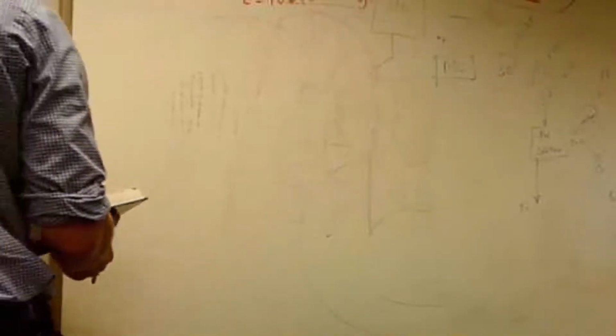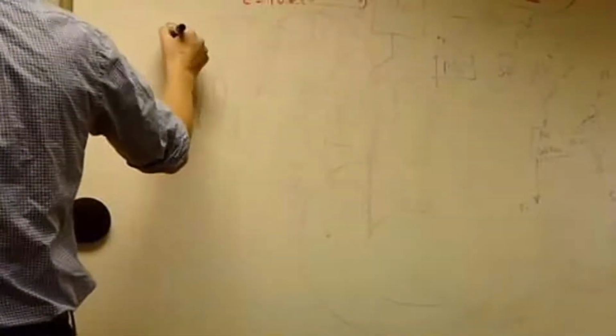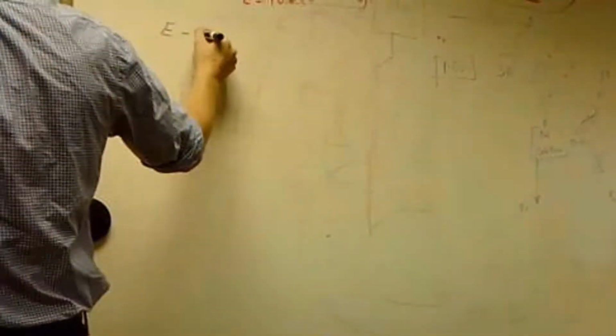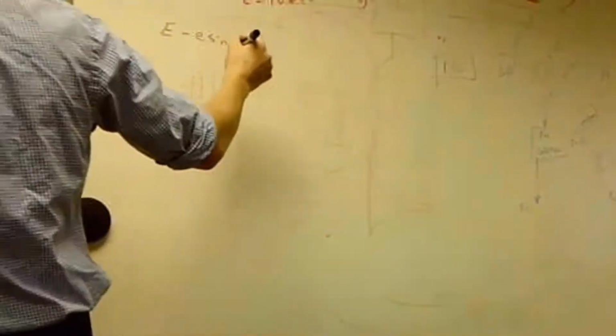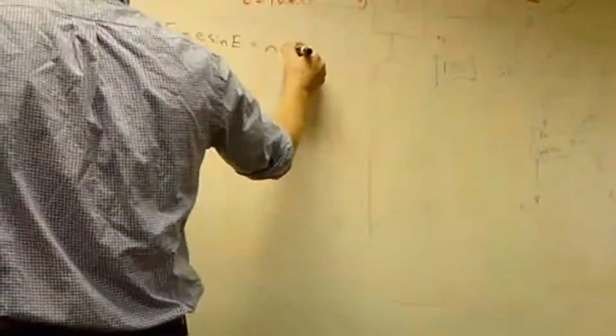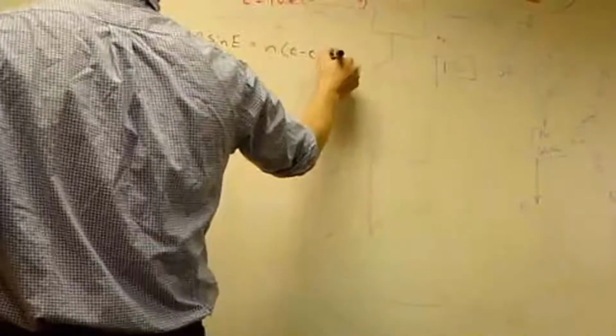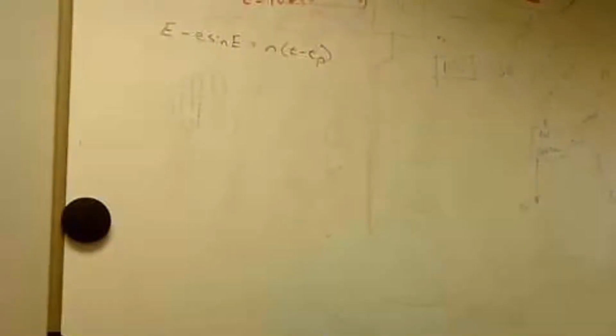So Kepler's equation relates our eccentric anomaly to the mean anomaly, where n is that mean motion, t is the time, and so Tp is the time of perigee passage. And then E is going to be our eccentric anomaly, right? Small e is eccentricity. Yep.